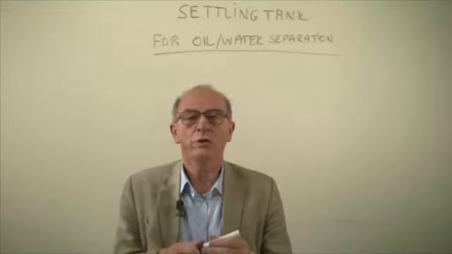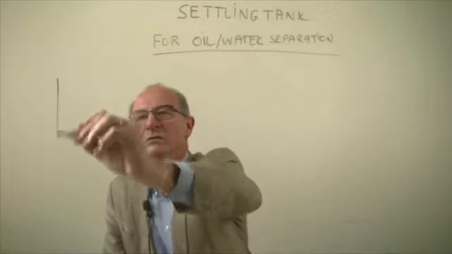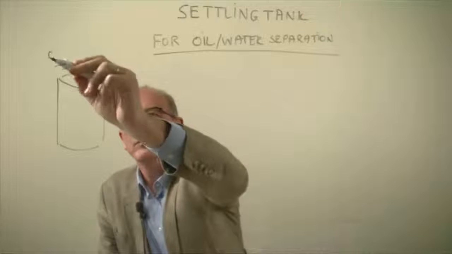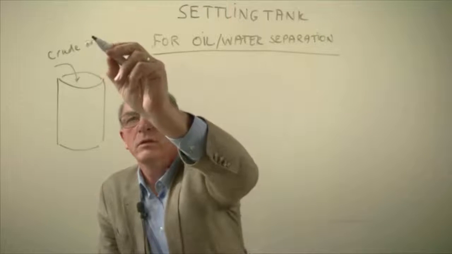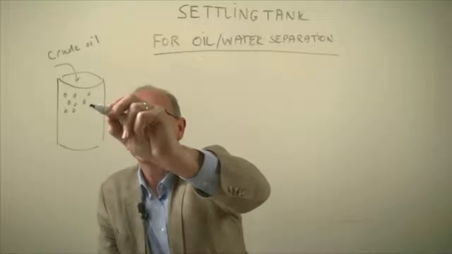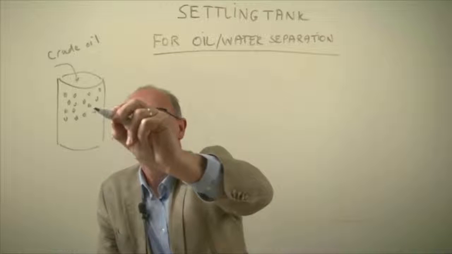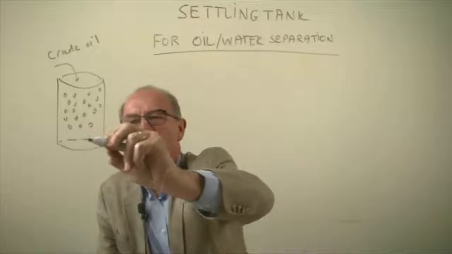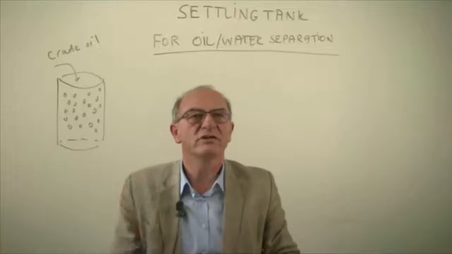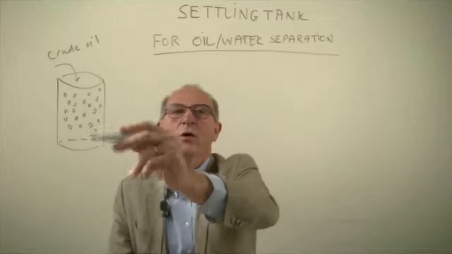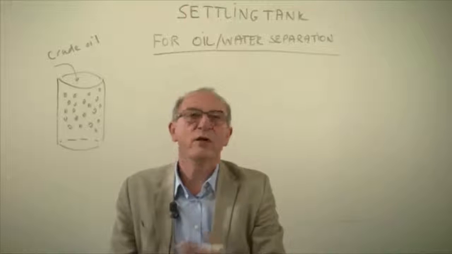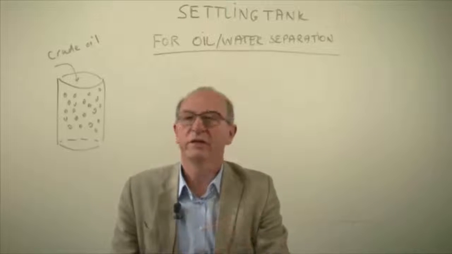So onshore we sometimes use huge vessels in which we put the crude oil, but also in this crude oil a small amount of water is present as droplets. And what we do is we leave this crude oil for a certain time in this settling tank to separate the oil and the water from each other. But one of the questions you could pose is, how long does it take to separate these phases?